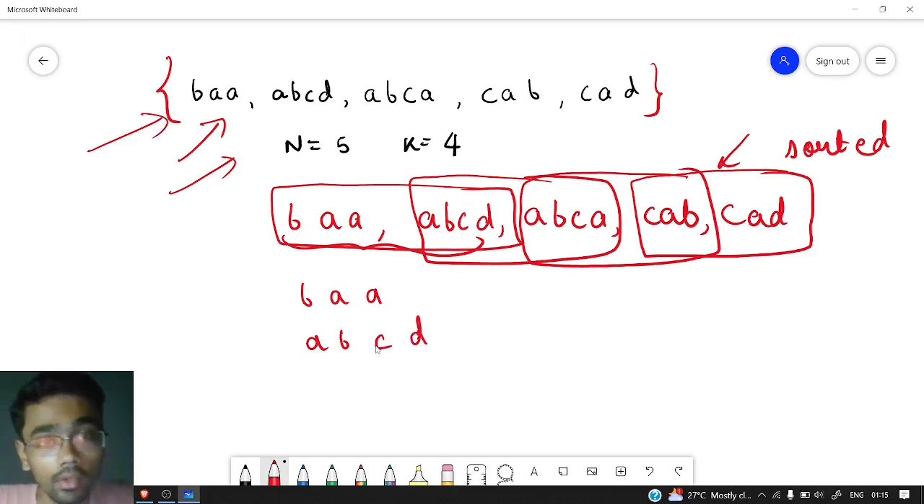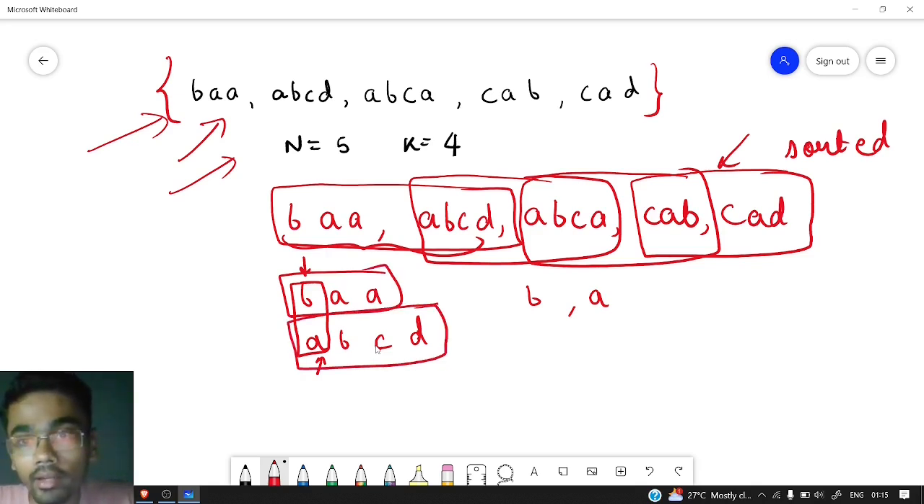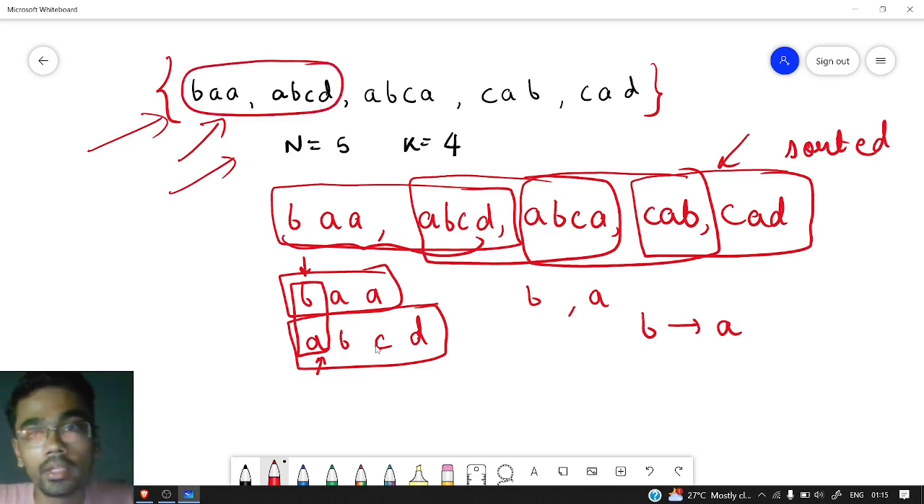So let us find out the point of difference in these two words. First we will be standing here. We see that the first two characters are different. B and A are different, and we are saying that BAA is smaller than ABCD. So we can say that B should be coming before A. So from comparing the first two words, BAA and ABCD, we figured out that B should be coming before A in our alien dictionary.